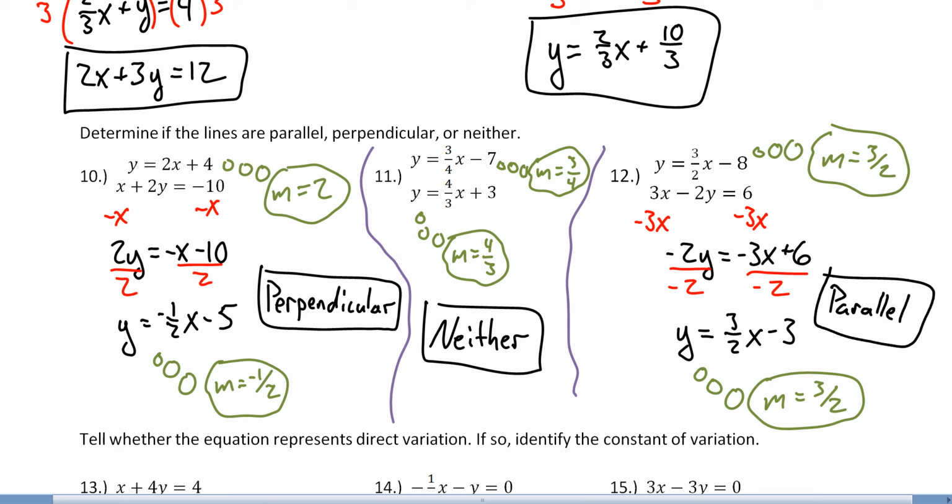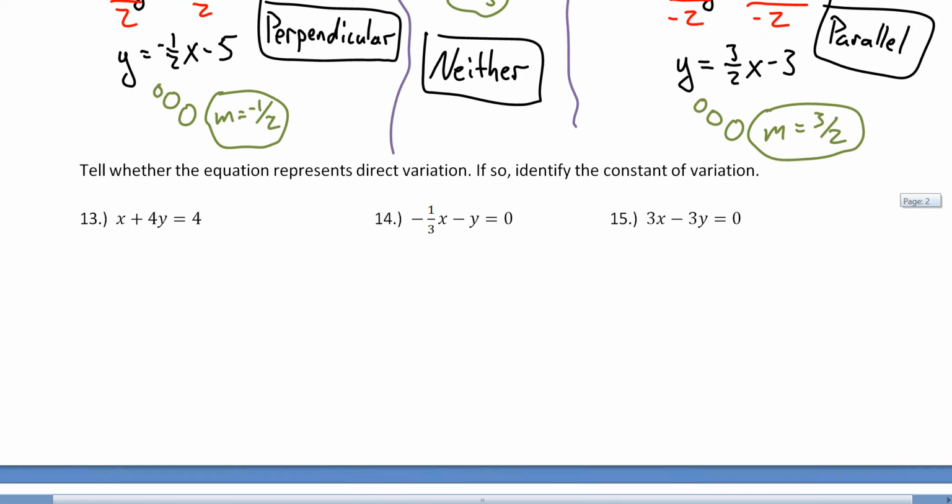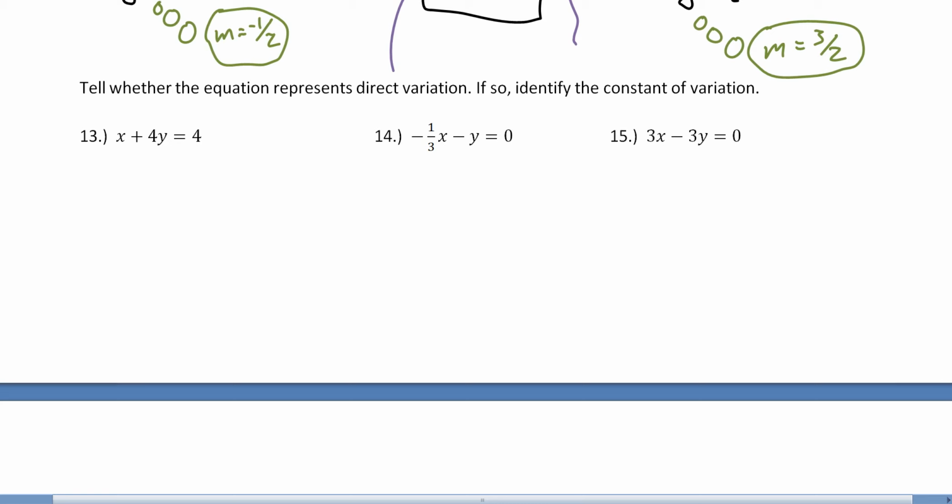Okay. The next couple asks if these represent direct variation, and if so, what's the constant of variation? Remember, direct variation is basically a y equals mx plus b type of equation, but it has a y-intercept of 0. So it's a line that goes through the origin. All right? And remember, direct variation is always of the form y equals kx. So we're just going to rearrange it. We're going to solve for y and see if it's in the format y equals kx. Okay?